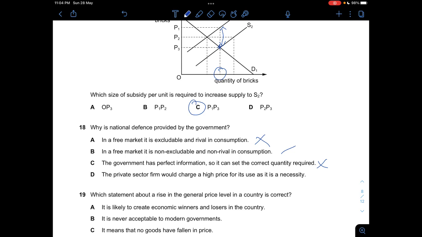And D, the private sector firm will charge a high price for its use as it is a necessity, which is not correct. In fact, because national defense itself is non-excludable and non-rival, the private sector firm will not even be able to make a profit out of this thing. So it has to be provided by government, so answer is B.